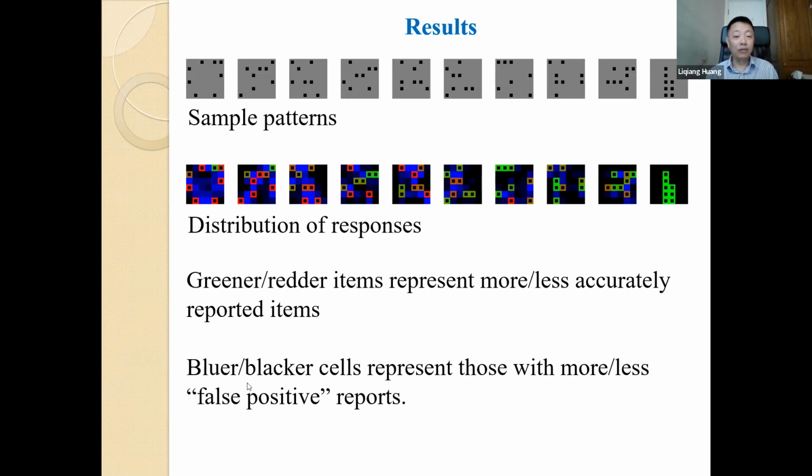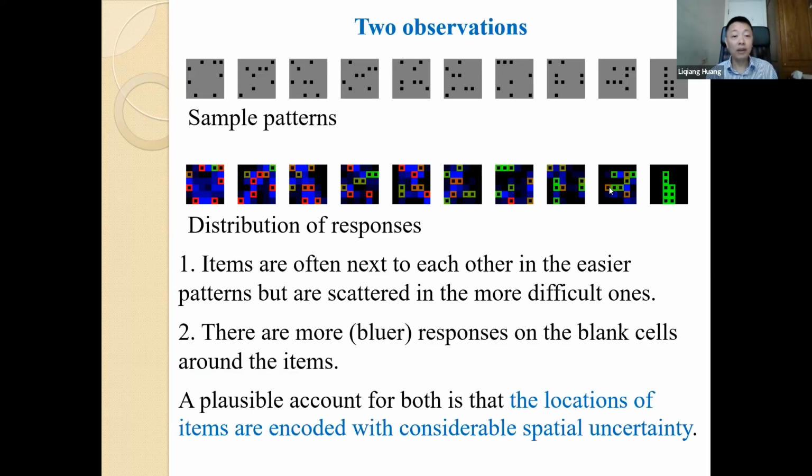And for all those empty cells, you still respond to them occasionally. And those are what we call false positives. And the blue cells are those where you make a lot of false positives. And the black ones are those where you don't make any false positive at all. You never respond to them. Of course, between the green and the red, between the black and the blue, you have those. It's a range, not a binary division. You have those intermediate situations.